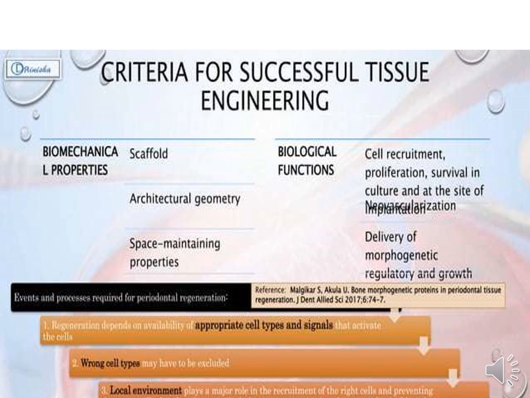The criteria for successful tissue engineering are biomechanical properties and biological functions. For the scaffolds, these include the architectural geometry and the space maintaining properties. In biological function, the cell should be recruited and should be able to proliferate. It should be able to survive in the culture and at the site of neovascularization.